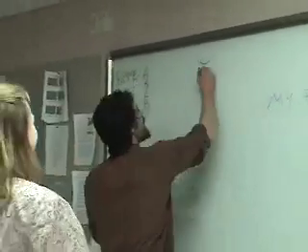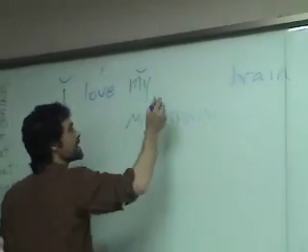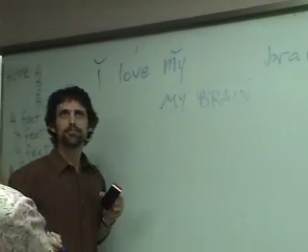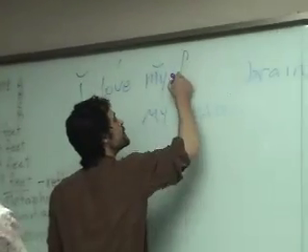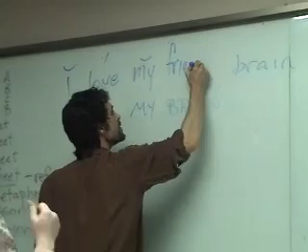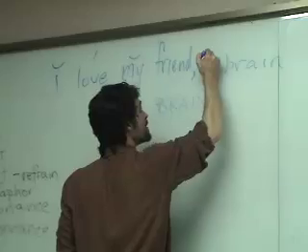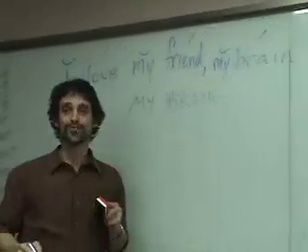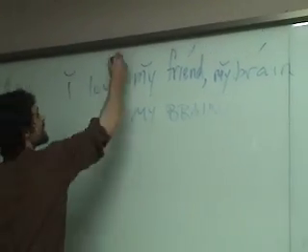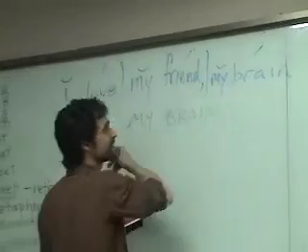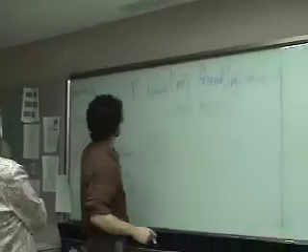Okay. I love my friend, my brain. This is for first graders, so it doesn't have to be Shakespeare. All right. I love my friend, my brain. Okay, now that's our repetition. That's our refrain.